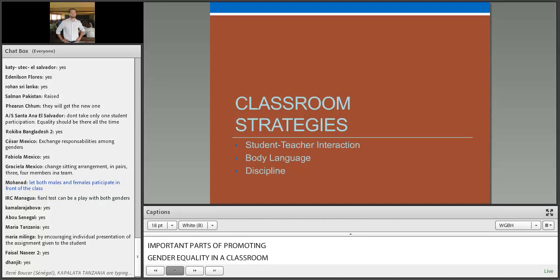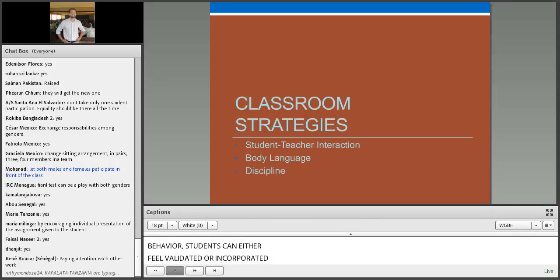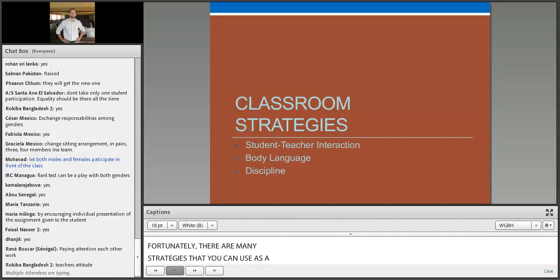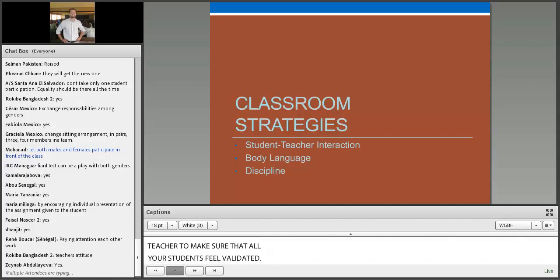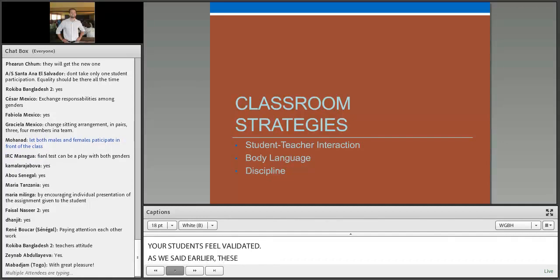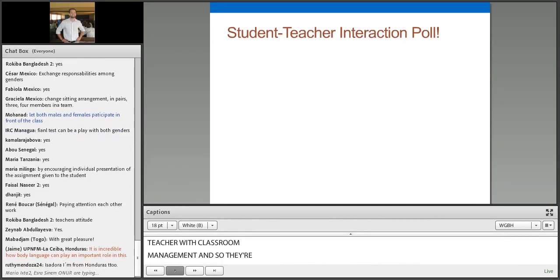And depending on a teacher's behavior, students can either feel validated and incorporated into the class or unappreciated and discouraged. Fortunately, there are many strategies that you can use as a teacher to make sure that all your students feel validated. And as we said earlier, these strategies are meant to help a teacher with classroom management, and so they are closely linked with the same techniques a teacher would use for good classroom management anywhere.